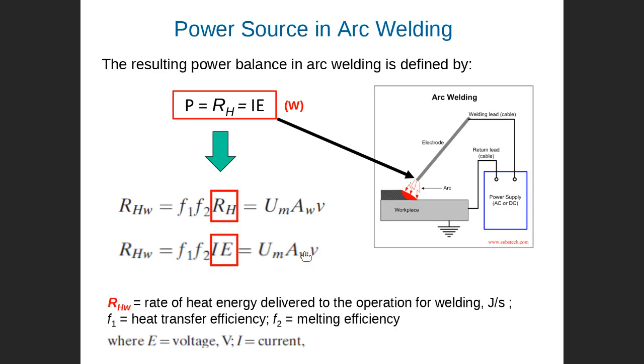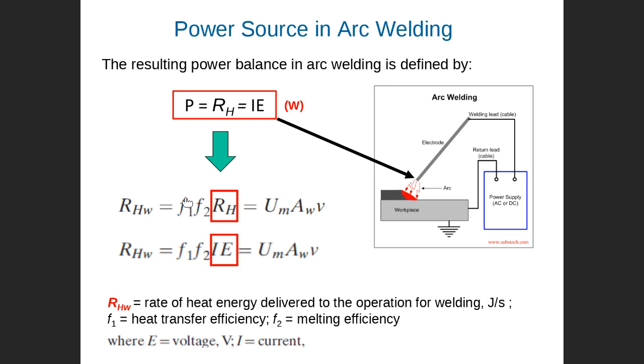The power at the source, or the heat rate, watt or joule per second, generated at the source is equal to IE. Then we use the RHW equation, because this is a power equation or heat rate equation. RHW equals f1 f2 RH. RH is the heat rate generated at the source. RHW is the heat rate generated at the weld, equal to f1 f2 RH.